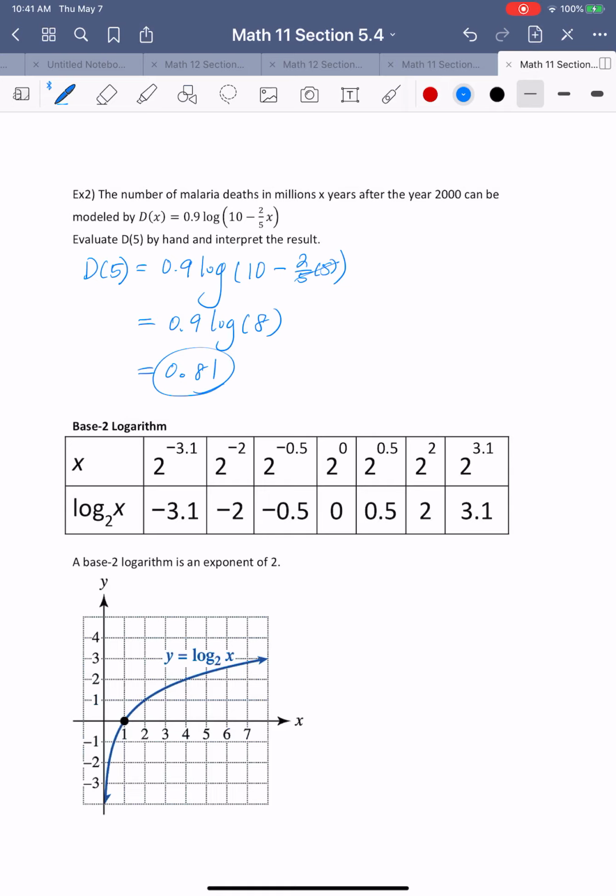Now let's talk about other bases. We were talking about base 10 for the common log, but now it could be base 2. This is also a base, and whatever number you plug in, it comes out as the exponent. Do you see the match? The graph of the base 2 logarithm is going to be increasing.